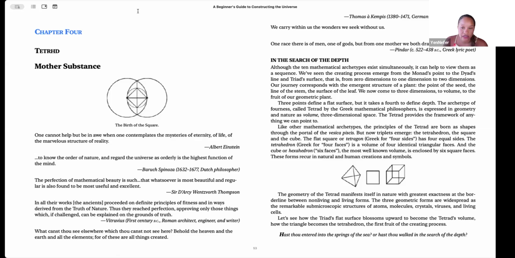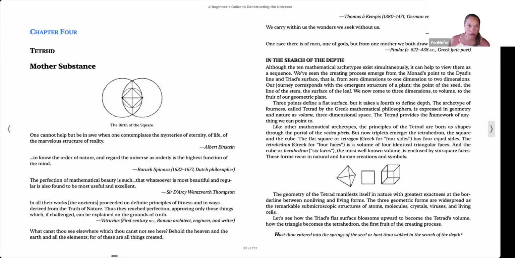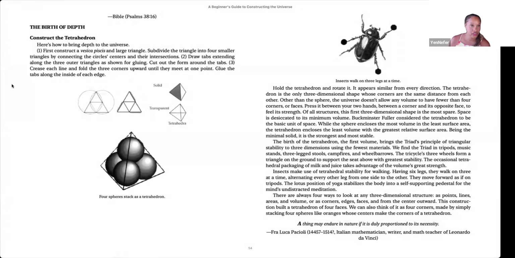Let's see how the triad's flat surface blossoms upward to become the tetrad's volume, how the triangle becomes the tetrahedron, the first fruit of the creating process. Hast thou entered into the springs of the sea, or hast thou walked in the search of the depth? The birth of death. Construct the tetrahedron. Here's how to bring depth to the universe.